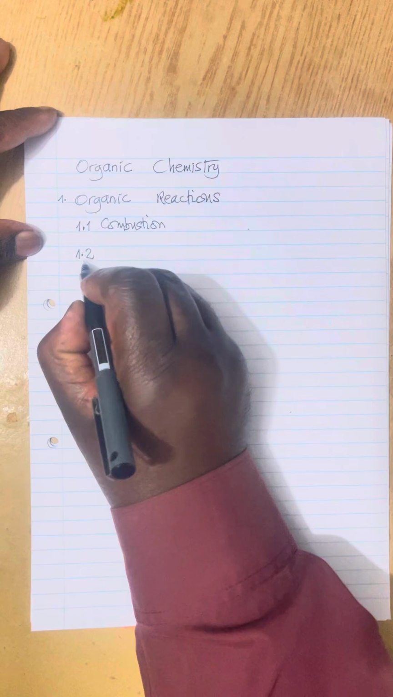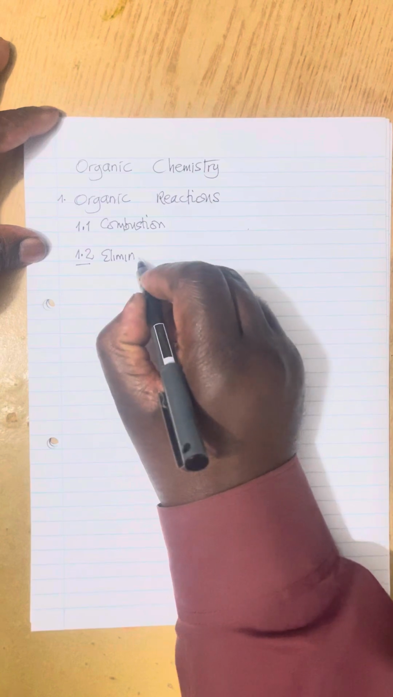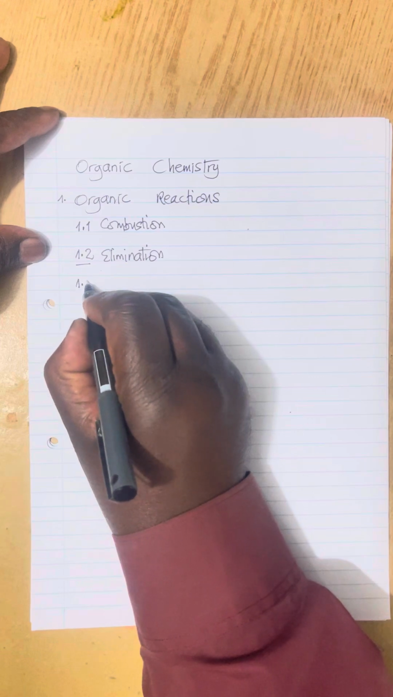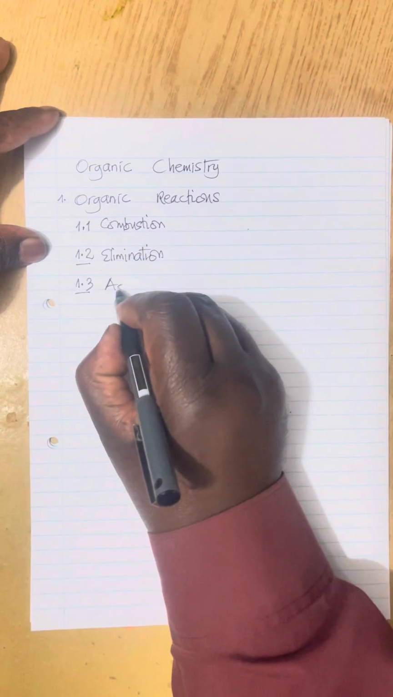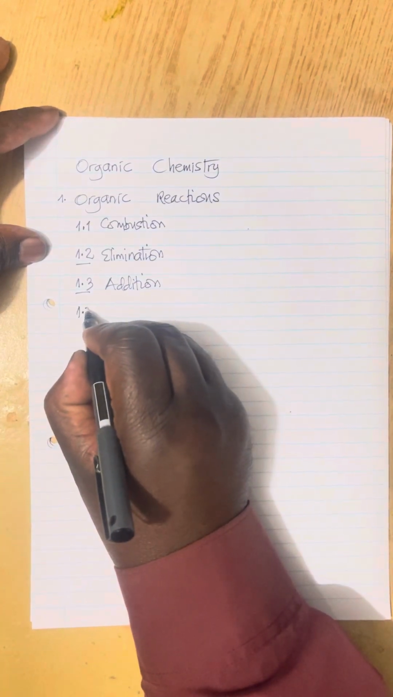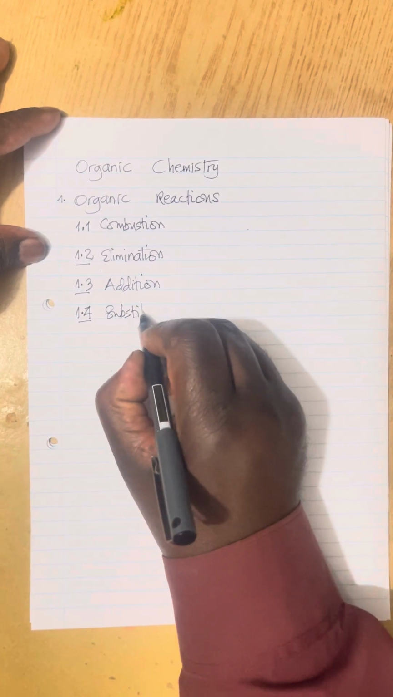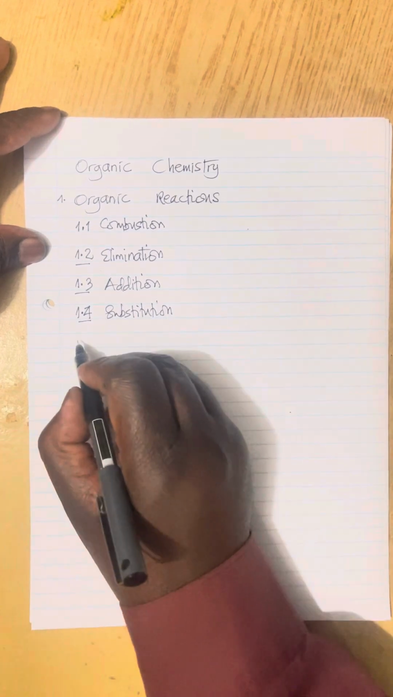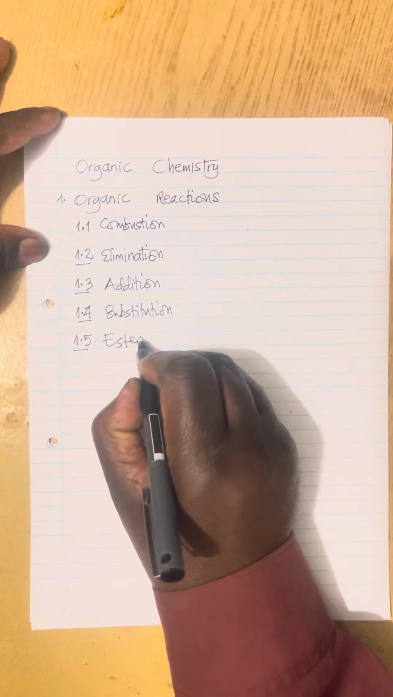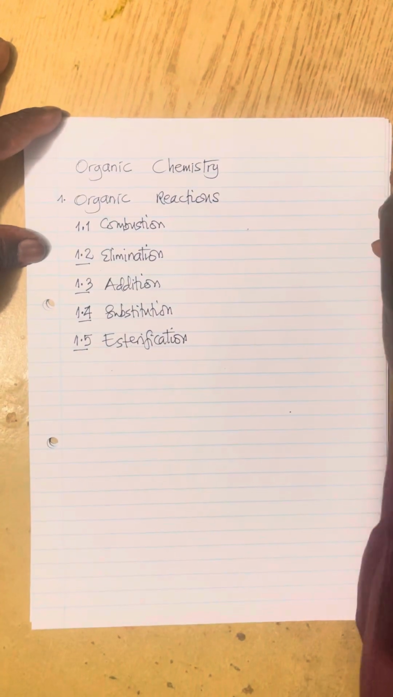1.2, let's say elimination. 1.3, addition. 1.4, substitution. 1.5 is esterification. So this is our page 1.